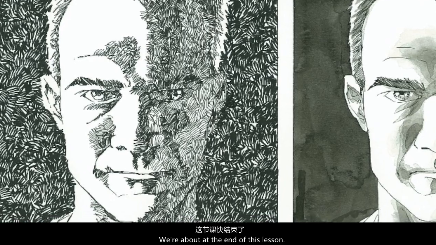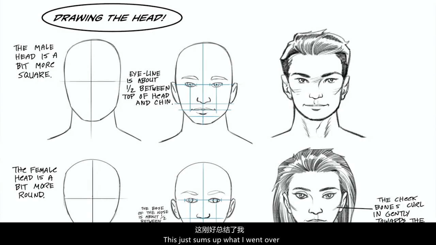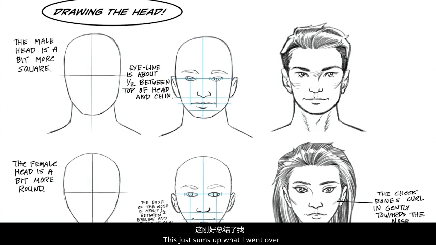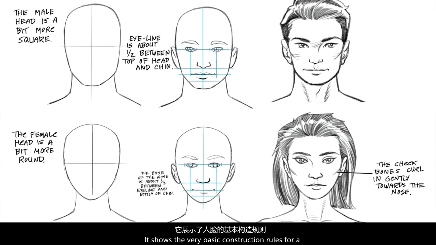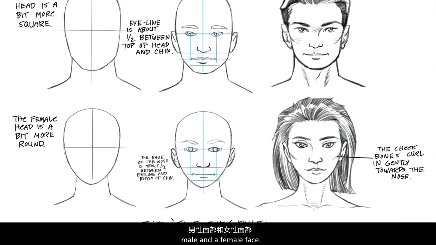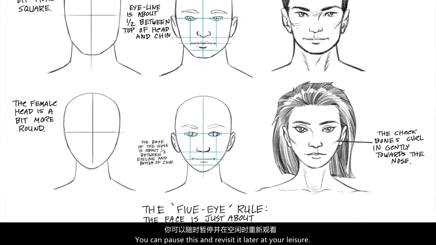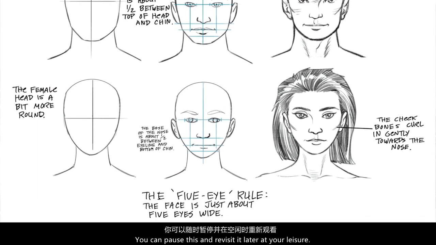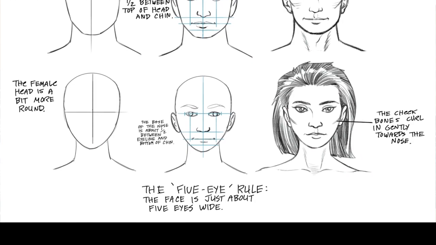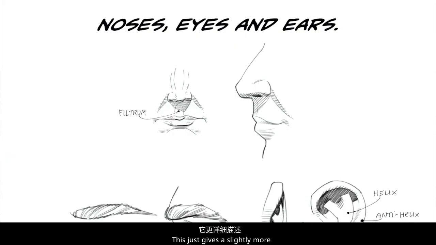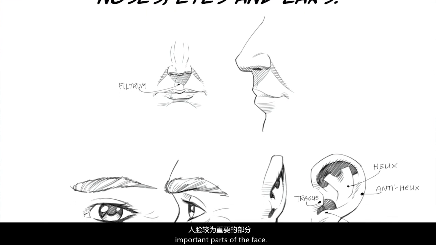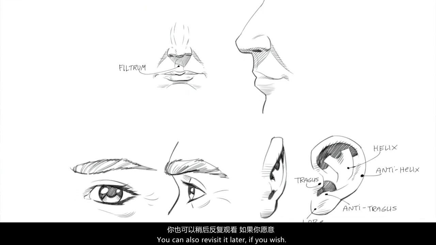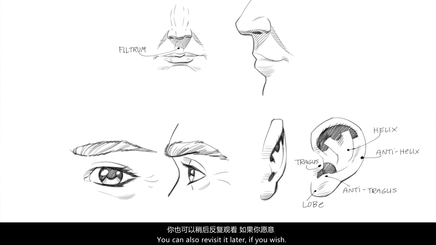We're about at the end of this lesson. This just sums up what I went over in the earlier demonstration. It shows the very basic construction rules for a male and a female face. You can pause this and revisit it later at your leisure. This just gives a slightly more detailed study of some of the more important parts of the face. You can also revisit it later if you wish.